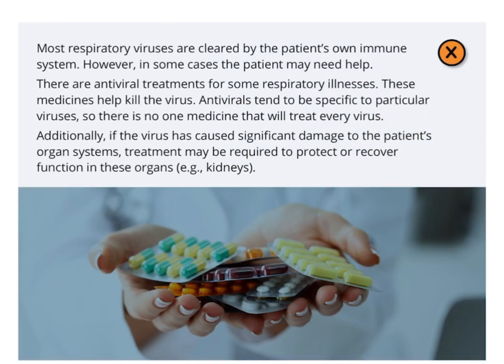Most respiratory viruses are cleared by the patient's own immune system. However, in some cases the patient may need help. There are antiviral treatments for some respiratory illnesses. These medicines help kill the virus. Antivirals tend to be specific to particular viruses, so there is no one medicine that will treat every virus. Additionally, if the virus has caused significant damage to the patient's organ systems, treatment may be required to protect or recover function in these organs. For example, kidneys.